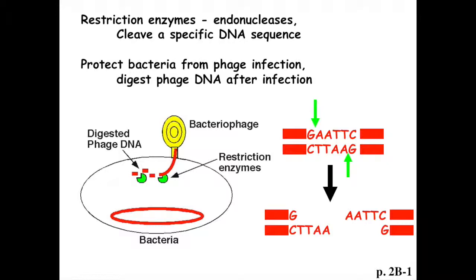So how do restriction enzymes work? Basically, they are called endonucleases. They cleave DNA at a specific sequence. In nature, they protect the bacteria from phage infection because bacteriophage viruses are out there infecting bacteria. And once they bind to the surface of the bacteria and insert their genome, the bacteria, if it has the right restriction enzymes, can attack the bacteriophage and digest the phage DNA.